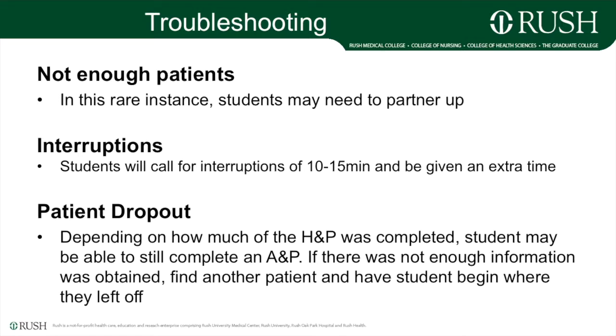Interruptions. For interruptions of 10 or 15 minutes during the H&P, students will call you and should be given extra time. If there are interruptions that are longer than 15 minutes, this should be considered a patient dropout. Patient dropout includes patients requesting to terminate their sessions, patients who go to a test, long patient interruptions of 15 minutes or greater, or patients that have altered mental status. Depending on how much of the H&P is completed, students may still be able to complete an assessment and plan. If not enough information was obtained, please find the student another patient and the student will begin where they had previously left off.